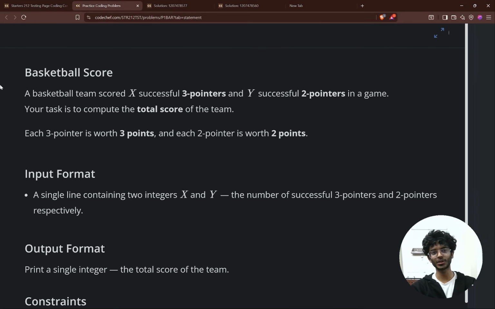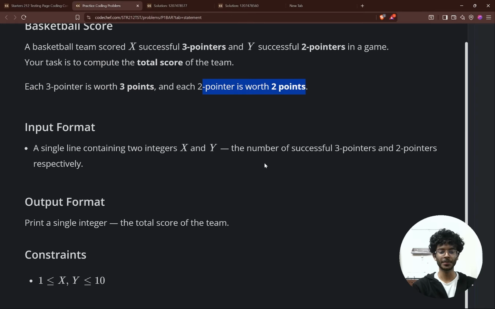Today's question is basketball score. In this question, a basketball team scored X successful three pointers and Y successful two pointers in a row. Our task is to compute the total score of the team. Each three pointer is worth 3 points and each two pointer is worth 2 points.